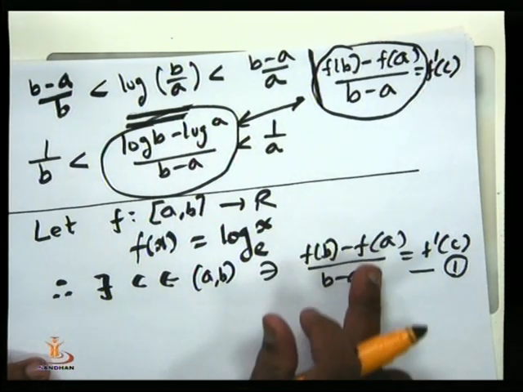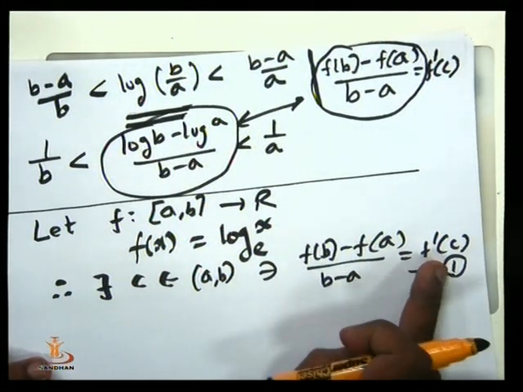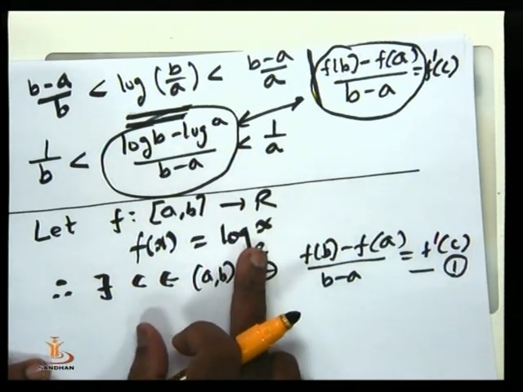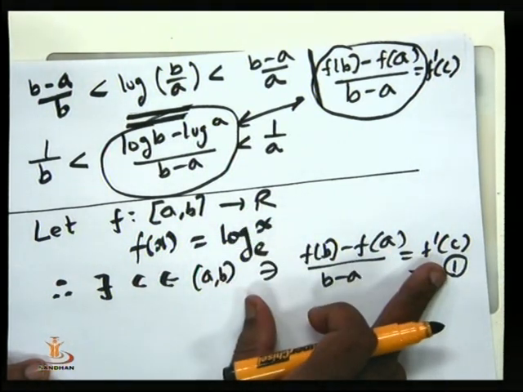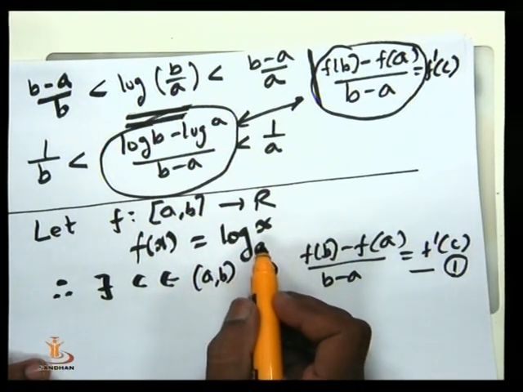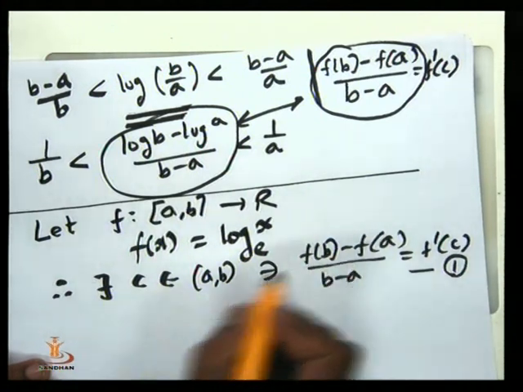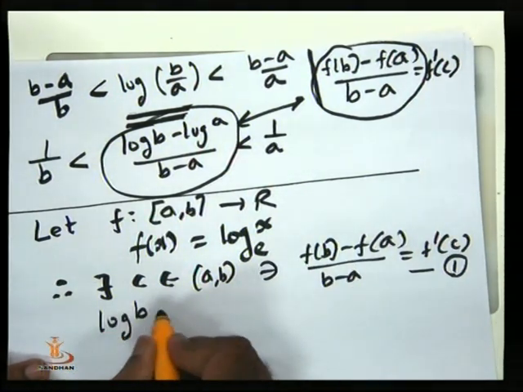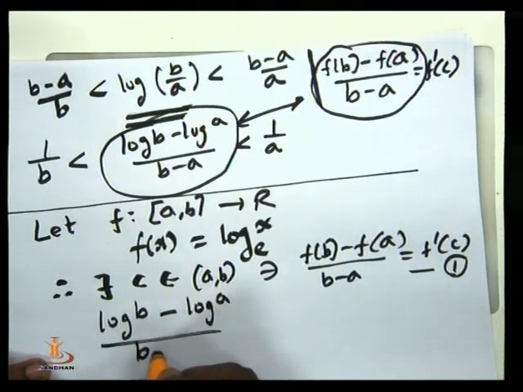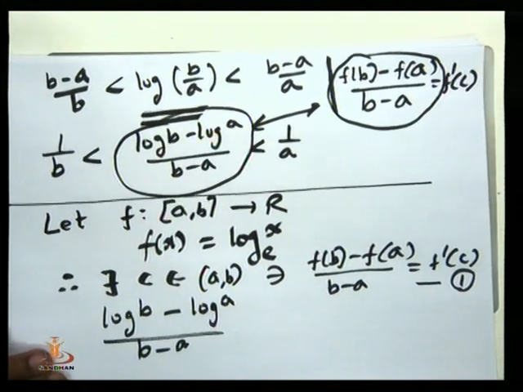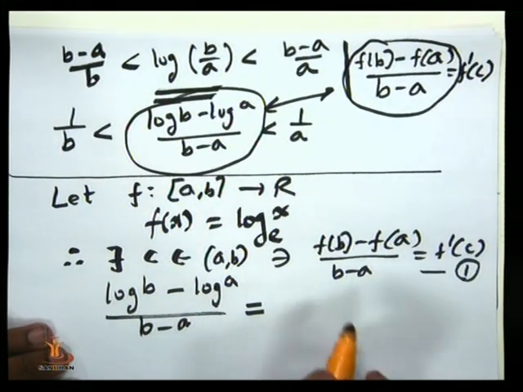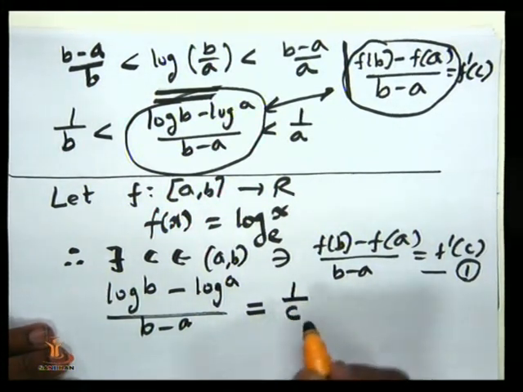I will find all the values in this result and substitute here. f dash c is what? Derivative of f(x) at c. The function is log function, it is very simple function here. Its derivative at c means f dash x, which is 1 upon x, and the value obtained at x equal to c is 1 upon c. So by putting all the values, what is f of b? Log b. What is f of a? Log a, upon b minus a. This is as it is, and this is equal to f dash of c. This f dash of c is 1 upon x, so it is 1 upon c.